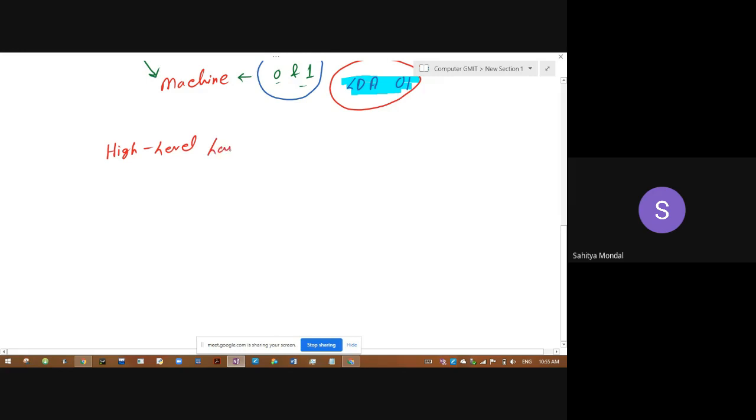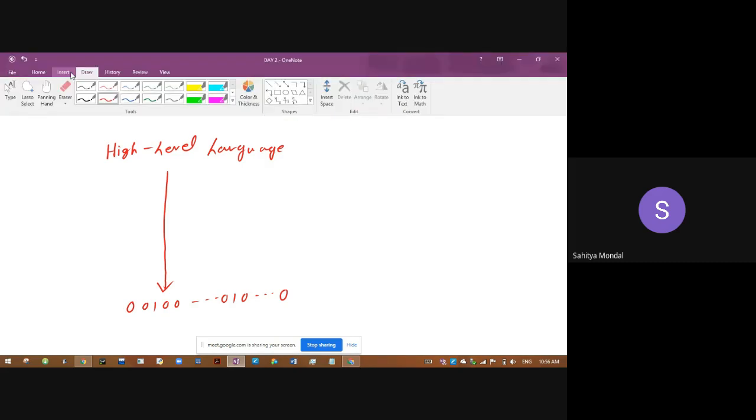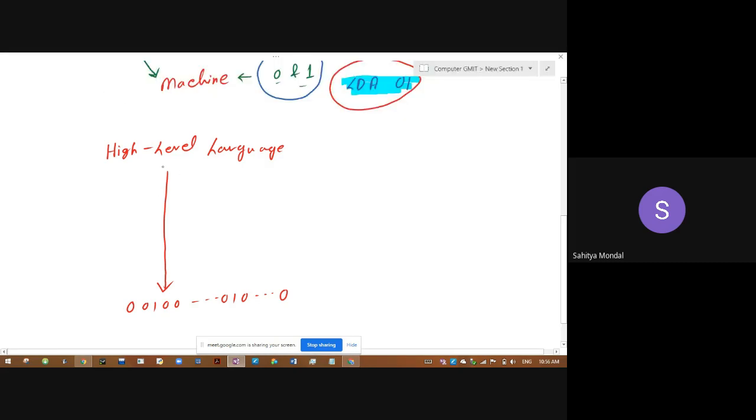Let's say this is a high level language. So there will be some steps of conversion, and finally it will become a stream of 0 and 1, because the computer only knows 0 and 1. So any programming language, whether it is high level or assembly level or low level, finally will be converted into a stream of 0s and 1s. So there will be some steps of conversion and you need to understand it very carefully.